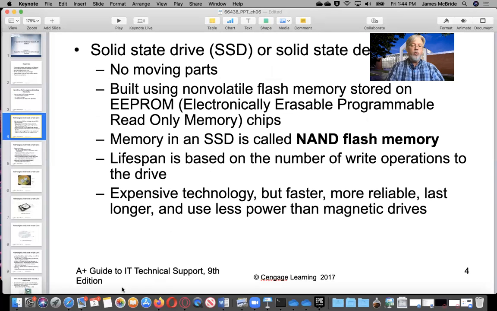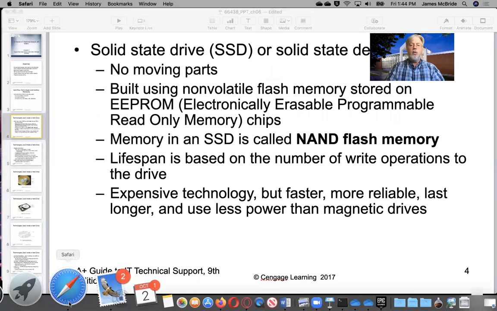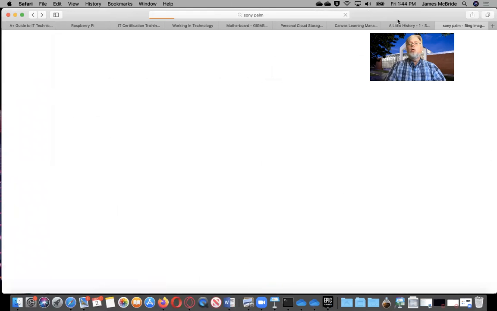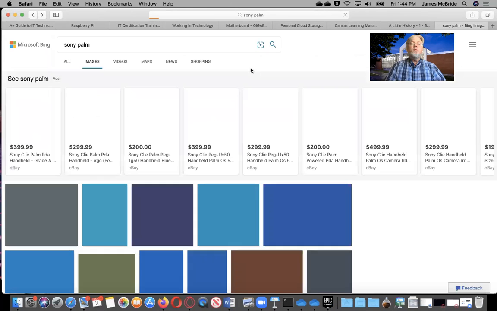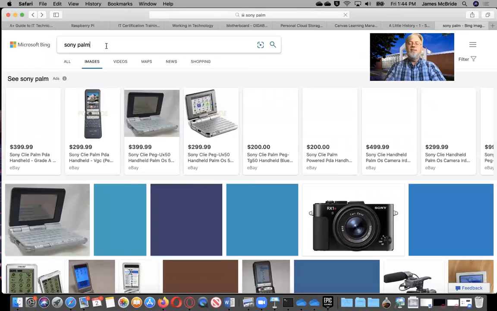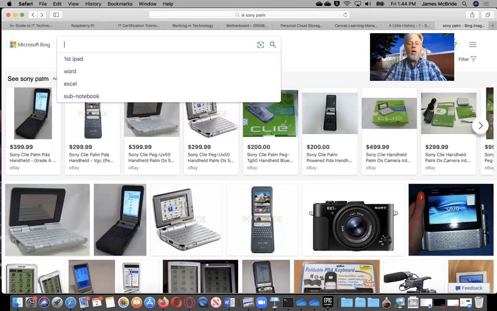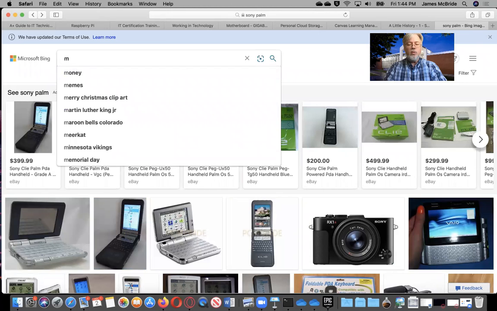So I'm actually going to pull up here... This is Sony Palm. That's something else, right? I was doing a different video. Let's look at M2 SSD.